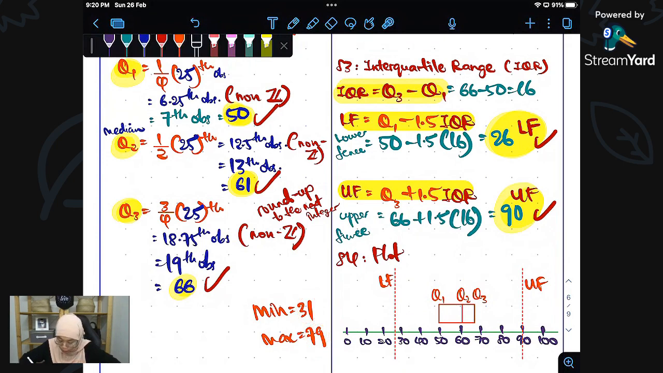So min is 31, max is 79. So your job is to label the min. 31 is around here, and then 79 is around here. And then all your job to do is just to make the whisker, make a line there. This is called the whisker line. So you now have to label the min and the max. Settle.